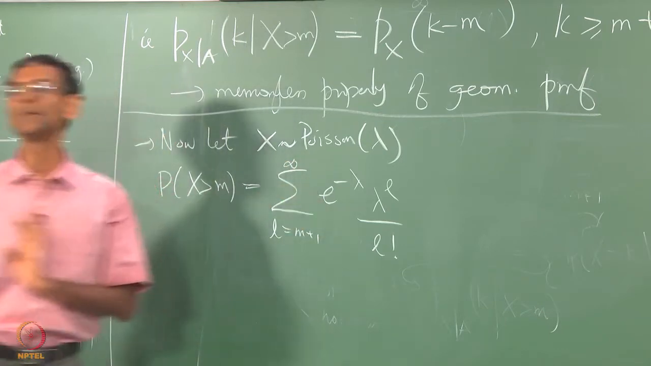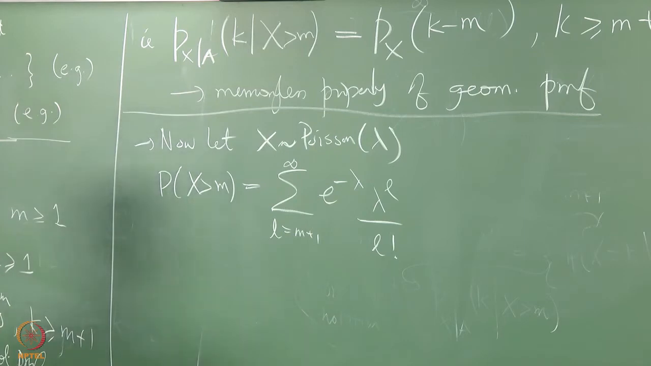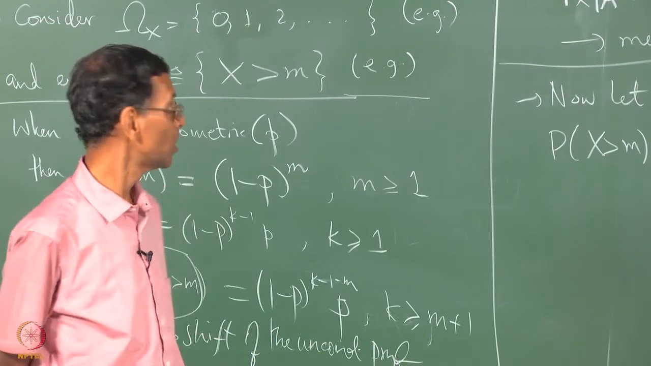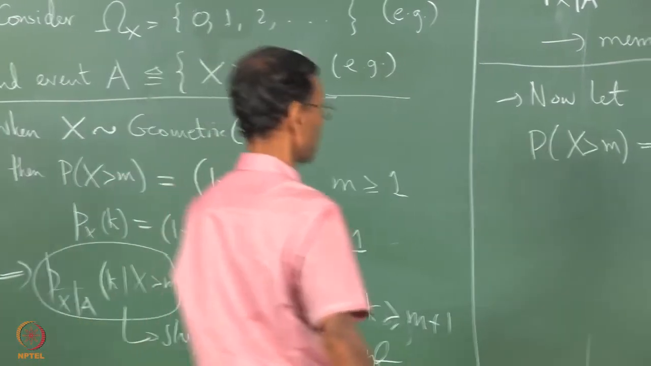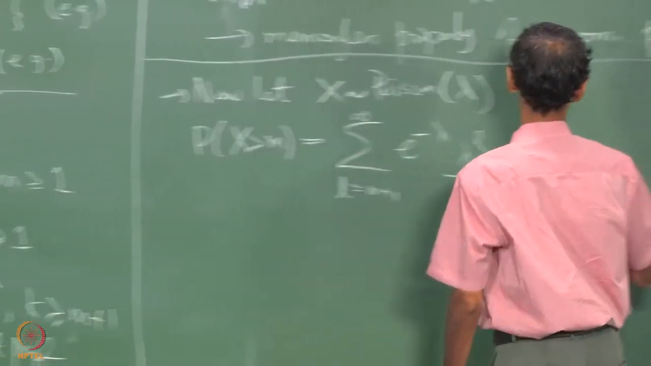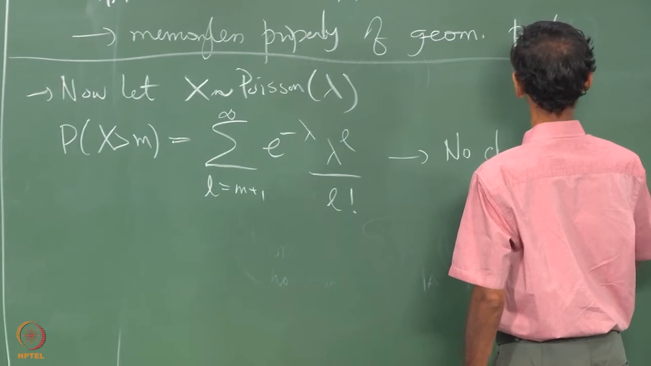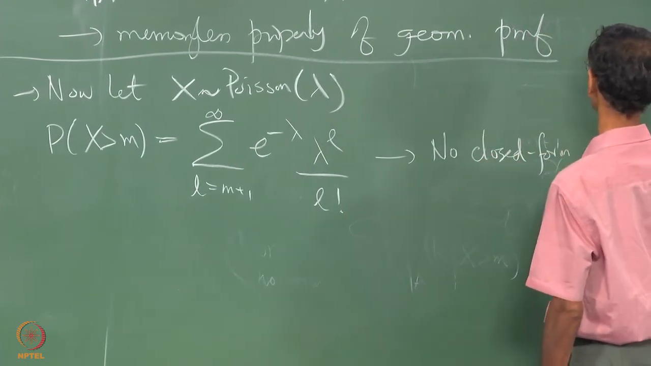All I know is that this number is more than 0 and smaller than 1, that is all I know. But I do not know what it is. So, this has no closed form expression. Unlike the geometric case, there is no closed form expression here.